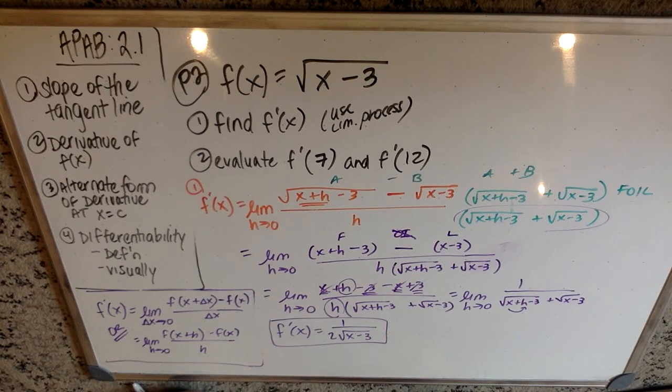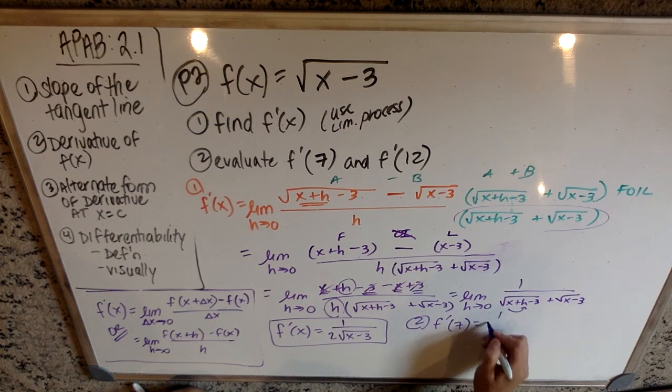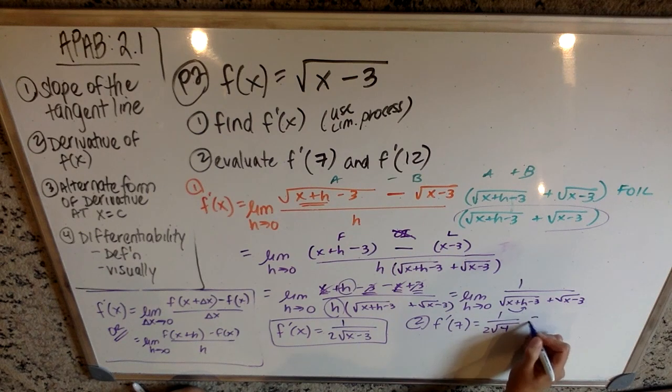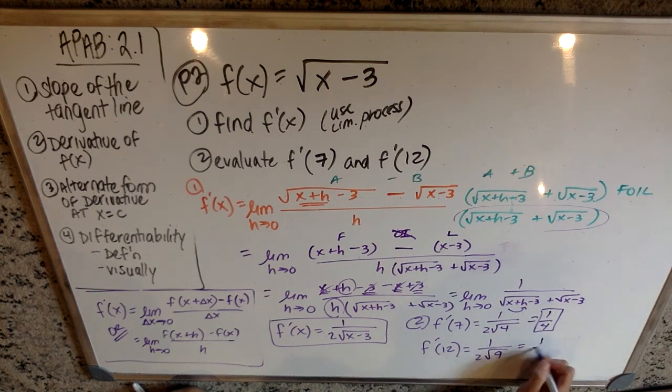And then the second thing I'm asked to do is to evaluate at both 7 and 12. So f prime of 7 is going to be 1 over 2 root 7 minus 3, which would be root 4. So I'm going to get 1 over 2 times 2, so 1/4, right? And my f prime of 12 will be 1 over 2 root 12 minus 3, which is 9. So that's going to be 1 over 2 times 3, which is 1/6, okay? So 1/6. Cool? All right, so that's our P2.